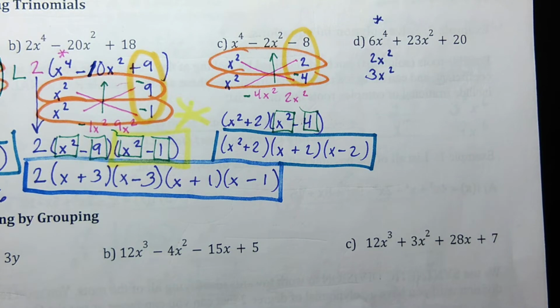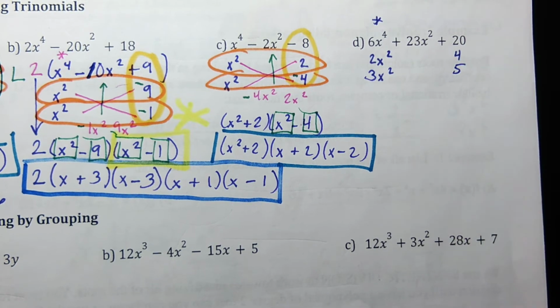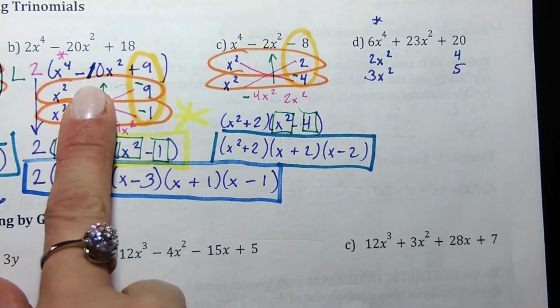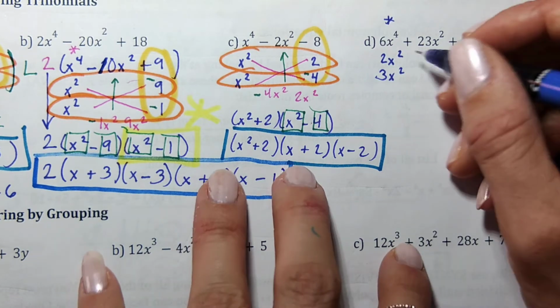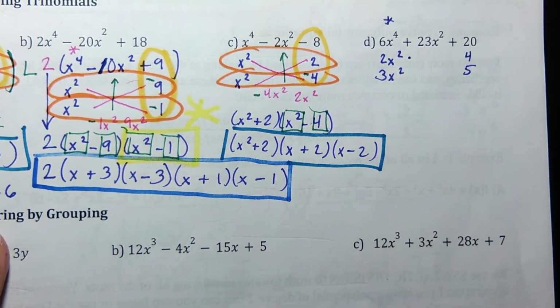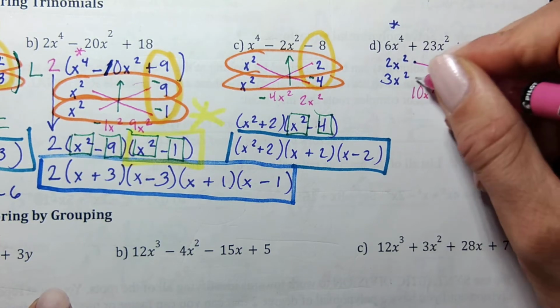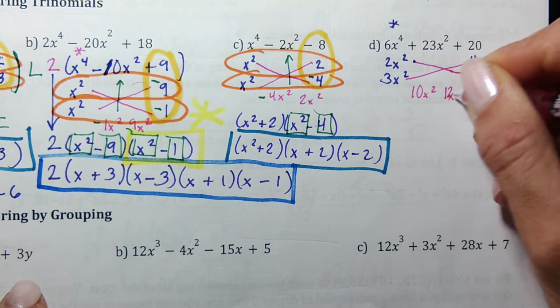For 20, let's try 4 and 5. I normally start with the factors that are closest together, especially if I can't tell just from looking at that middle number like I could on this one that I should use 9 and 1 for the 10. So always good to start with the numbers closest together. So multiplying on the x, we get 10x squared and 12x squared. Oops.